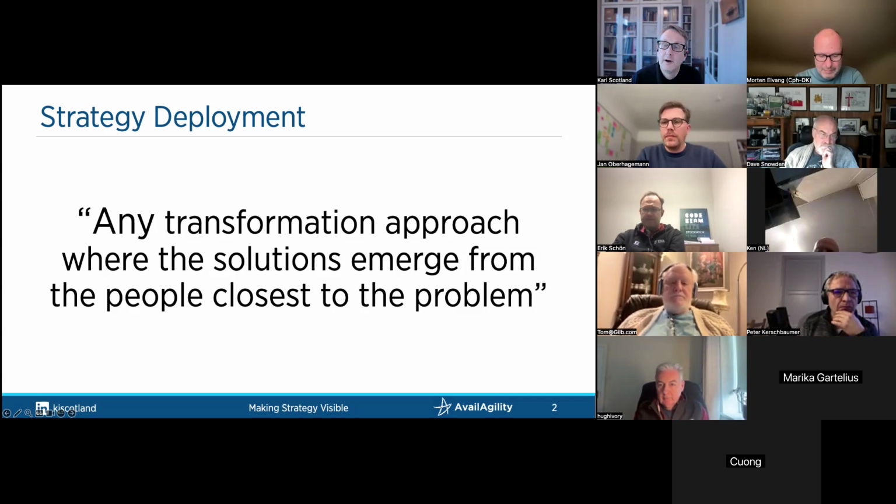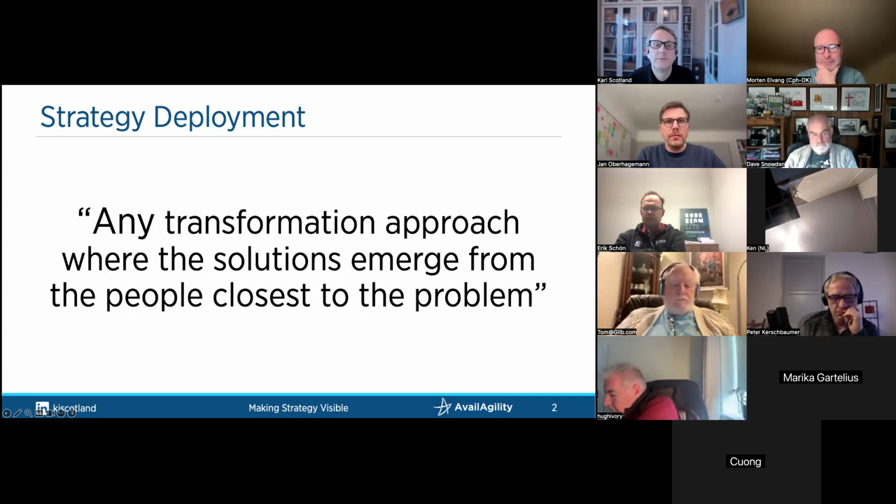There are lots of bodies of knowledge and ideas out there that I take, use and merge. I'm not necessarily trying to define a process. I don't think there's a single right way of doing this, but I think we can describe a general approach as strategy deployment.